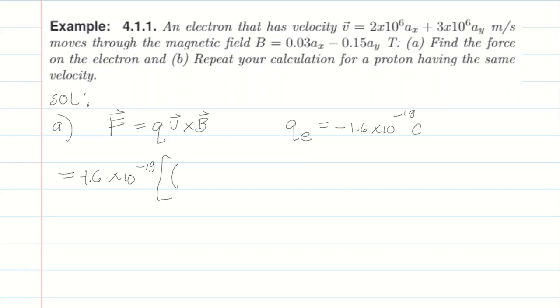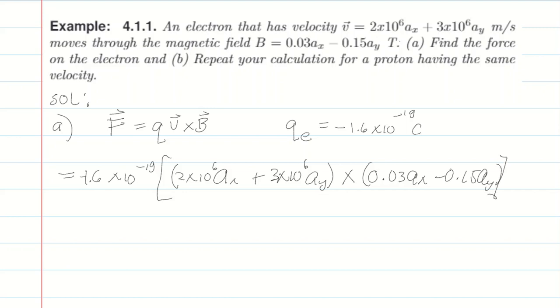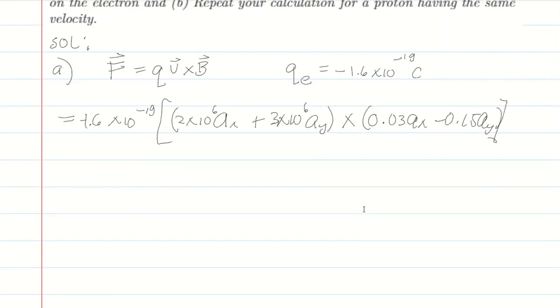So the velocity is here 2 times 10 to the 6 in the x direction, plus 3 times 10 to the 6 in the y direction. Then cross this one with the magnetic field, which is equal to 0.03 ax minus 0.15 ay. Then, do you remember how to take the cross product between two vectors? We can do it manually, or we can use what we did in EE126. We did use the matrix.